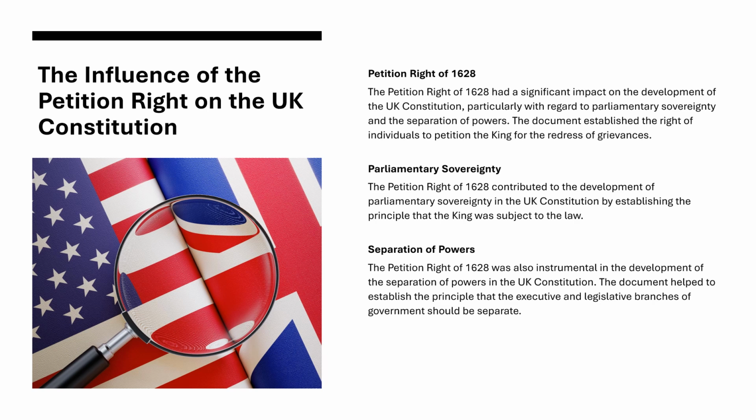Parliamentary sovereignty. The Petition Right of 1628 contributed to the development of parliamentary sovereignty in the UK Constitution by establishing the principle that the king was subject to the law. Separation of powers. The Petition Right of 1628 was also instrumental in the development of the separation of powers in the UK Constitution. The document helped to establish the principle that the executive and legislative branches of government should be separate.